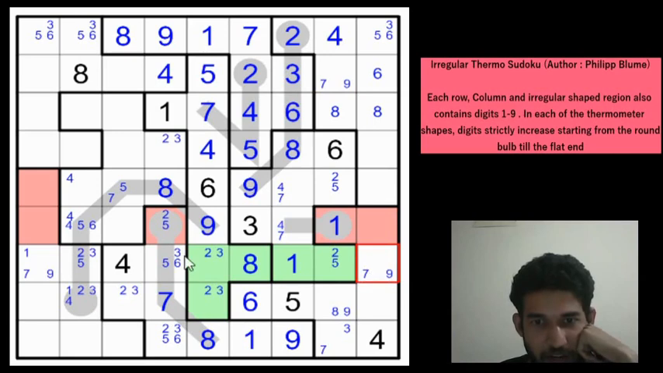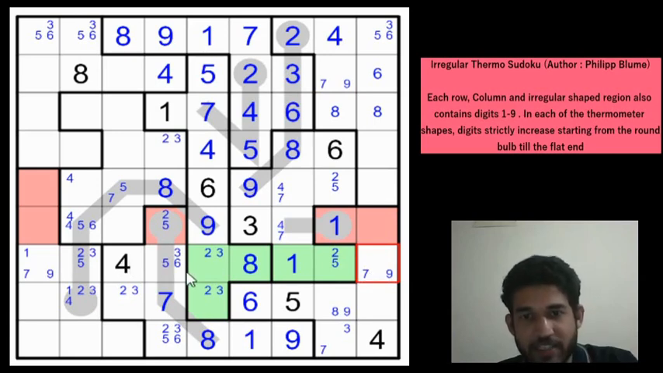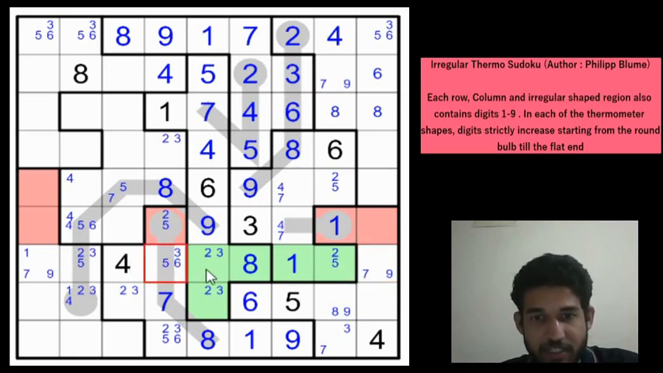Okay, let us look at row 7. There is only one cell left for the 6, right? No other cell can contain a 6 in that row, so this will be a 6 now. And this is not going to be a 6. 6 candidate is eliminated.